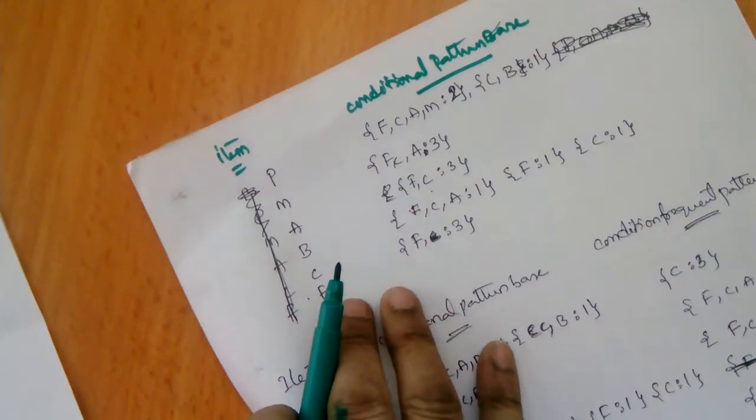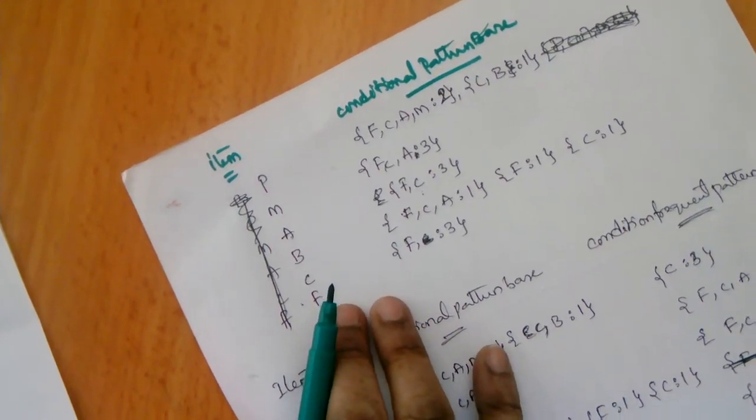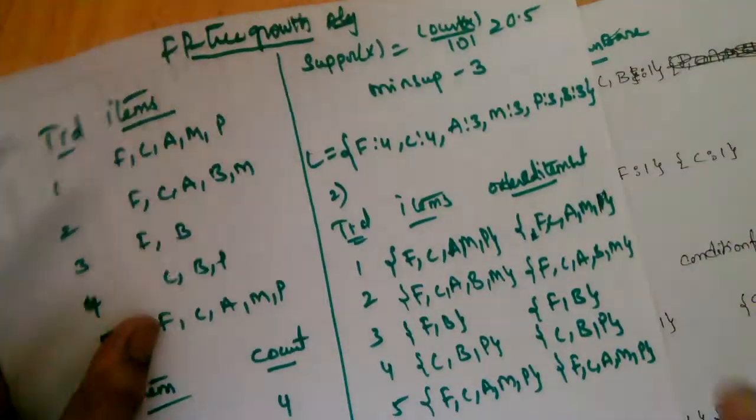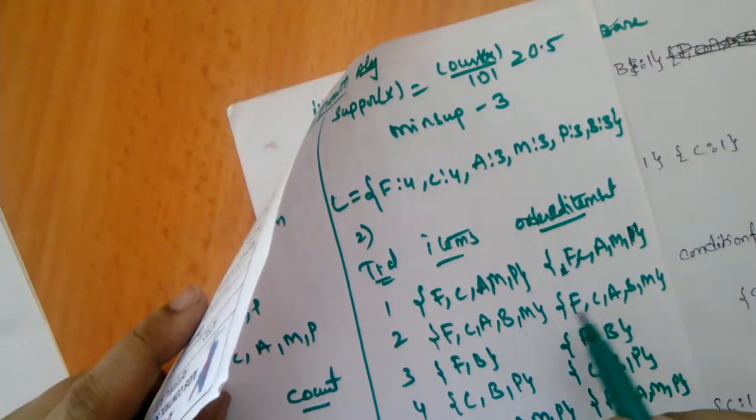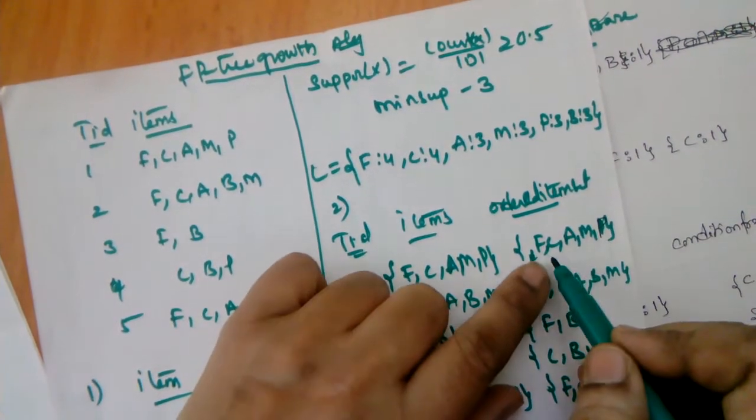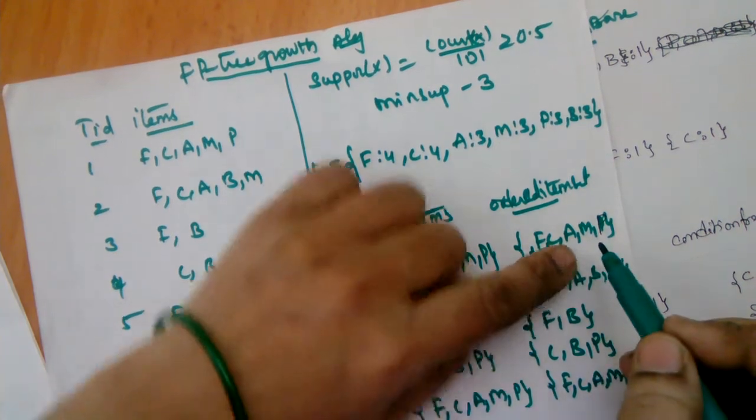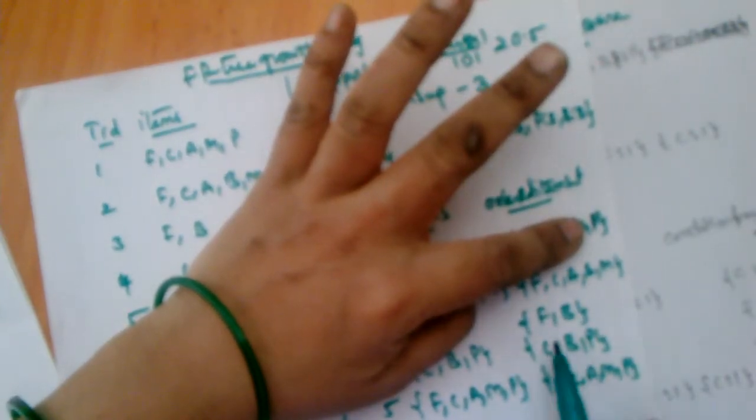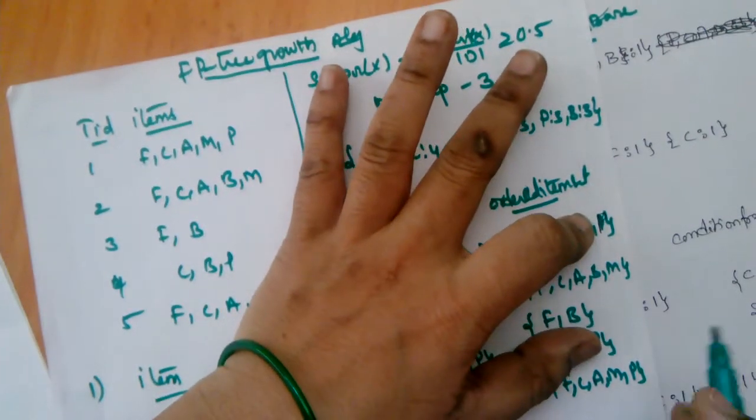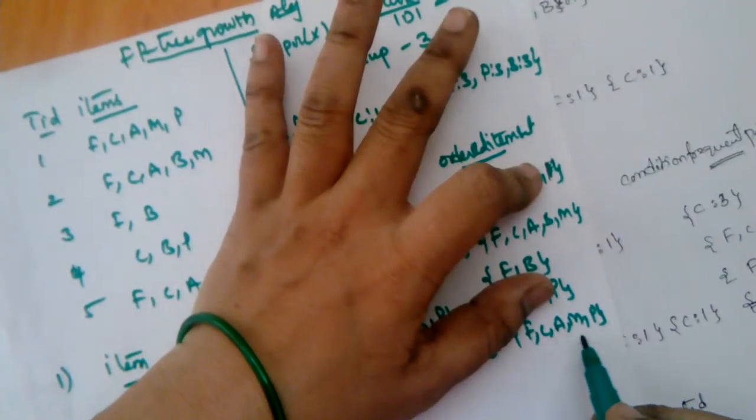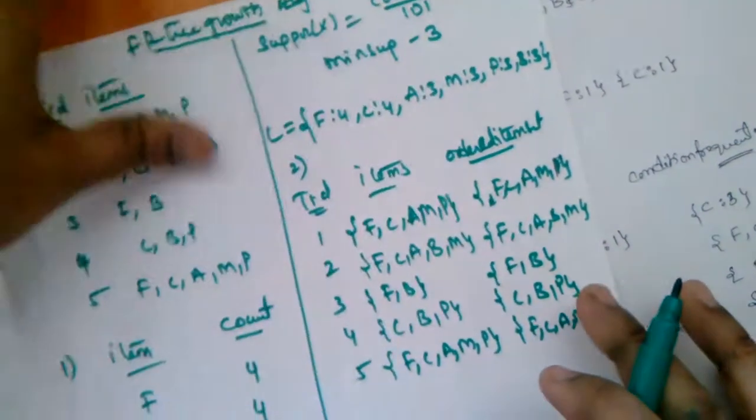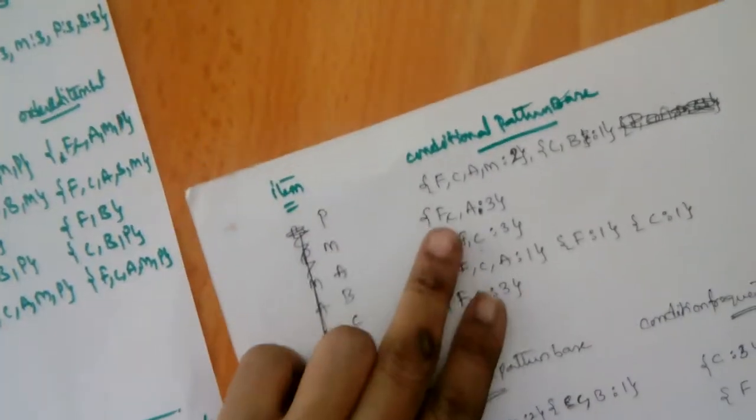Based on this conditional ordered item set. Okay, now in the ordered item set, to visit P, how many visits do you have to make? FCAM 1, CB 2 and FCAM 3. Okay, now you write this one.